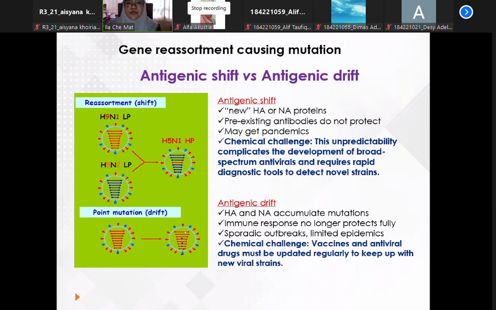Okay, for the antigenic shift, you can see here, it involves two strains of influenza, H1N1 and H5N2. In combination of these two, suddenly it produced a new strain, which is H5N1.